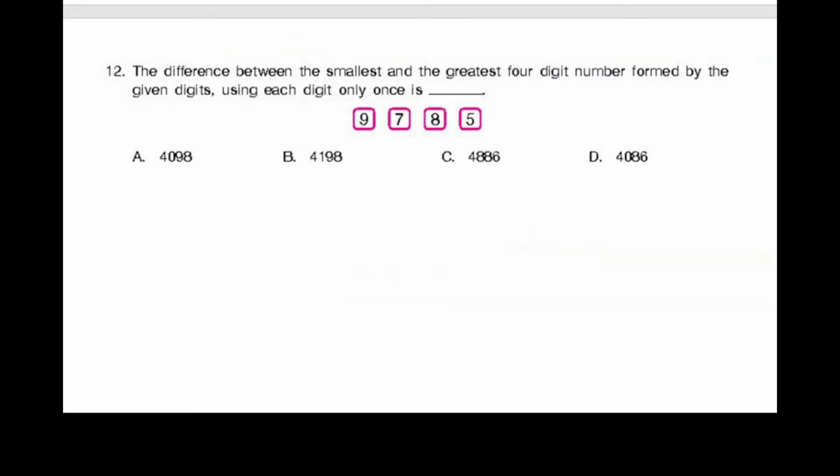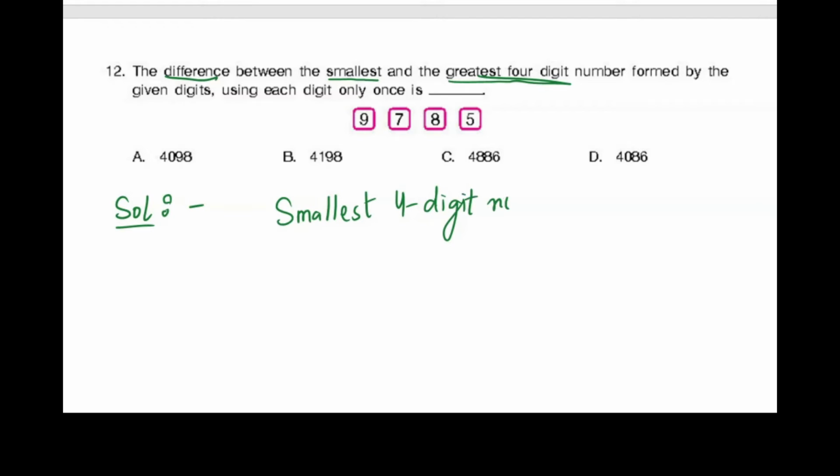Next question, question number 12, the difference between the smallest and the greatest. So what we have to find is the smallest and greatest 4-digit number and then its difference. It's a 3-step question. So let's start doing. Step 1 is the smallest number formed by these digits. Smallest 4-digit number. So it will be 5, 7, 8, 9.